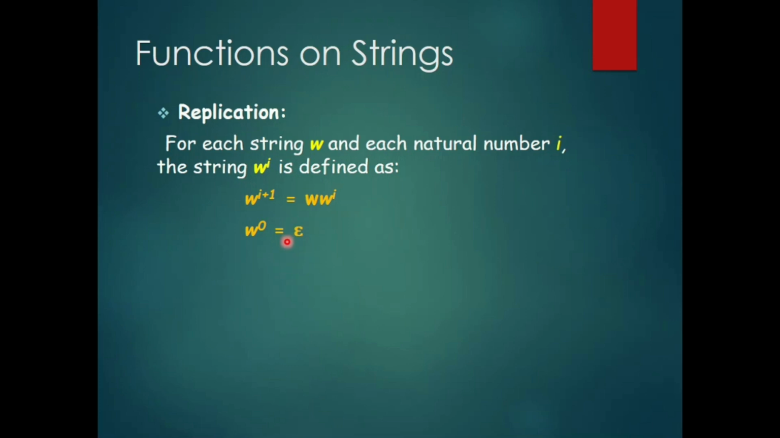We'll consider some examples. A is a string which is replicated thrice. So what do we get? AAA, right? Similarly, AB is replicated twice. AB is W, and 2 is the I value. So what do I get? ABAB. And one more: A replicated 0 number of times concatenated with B, which is replicated thrice. Then I get epsilon concatenated with BBB.